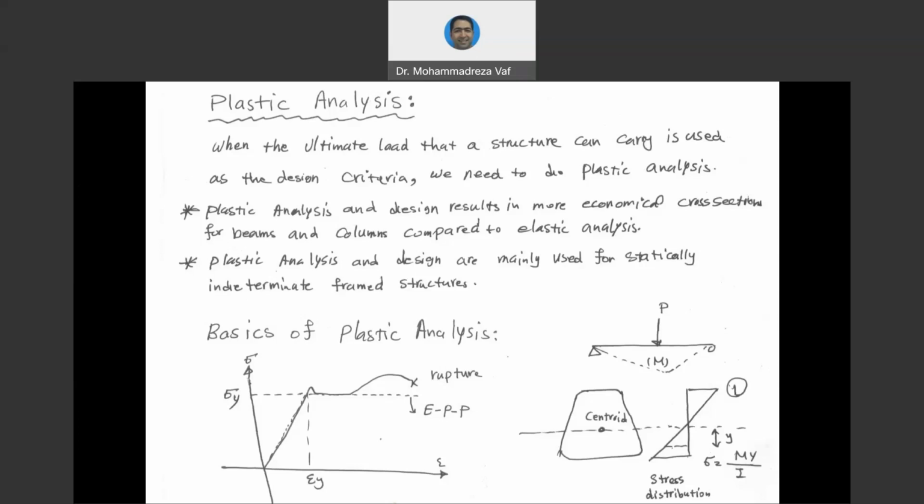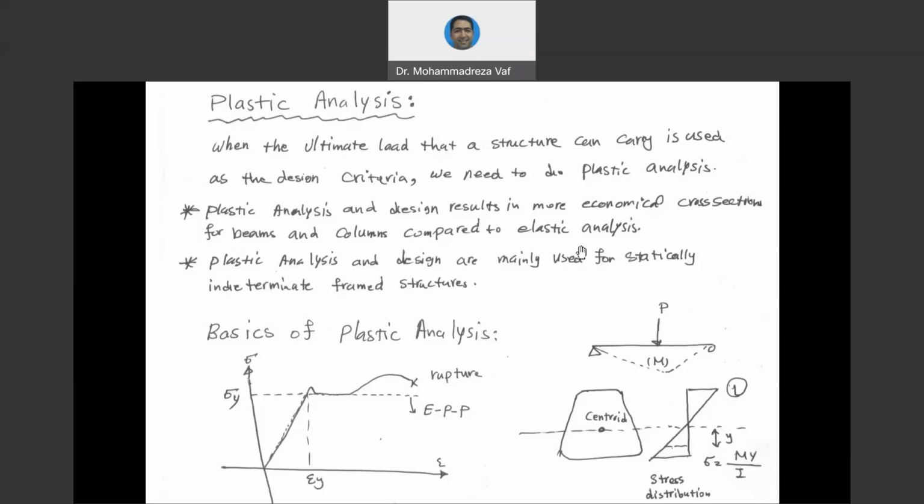Okay, before we go through the plastic analysis itself, we need to see what is happening inside the cross-section of beams and columns when stress increases little by little until it reaches yield and until it passes the yield stage. So this is what we are going to discuss in our next slides.